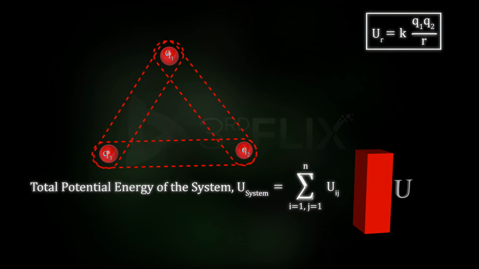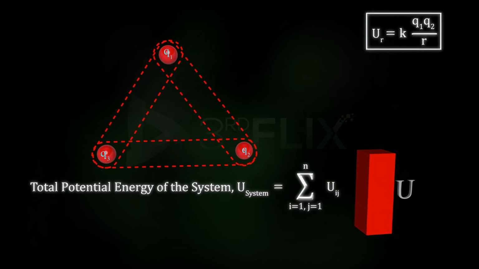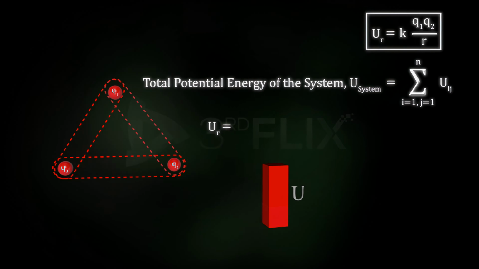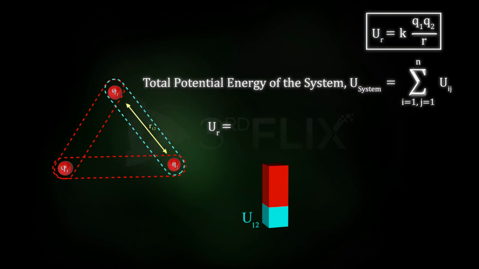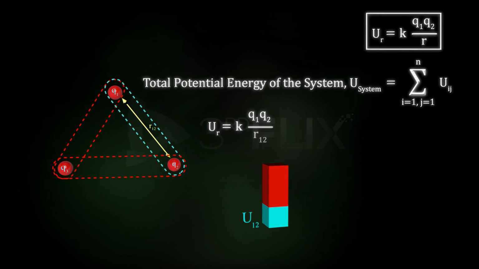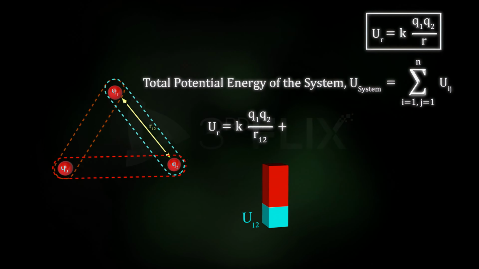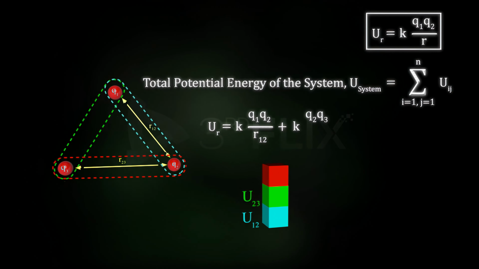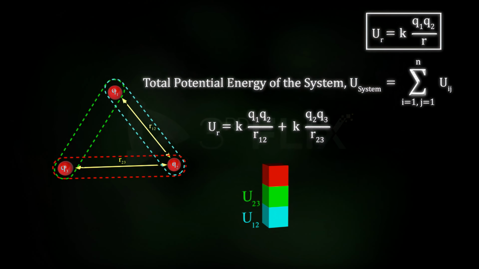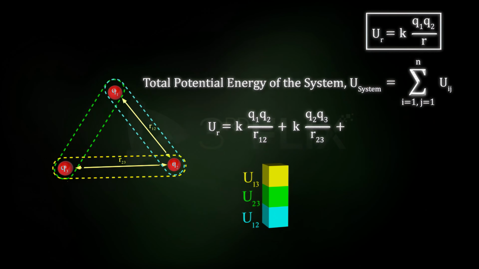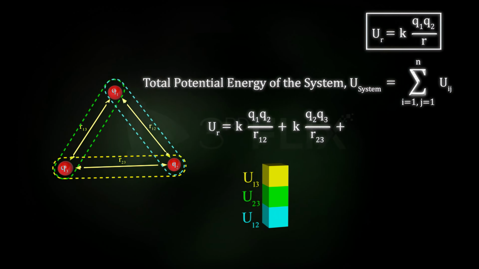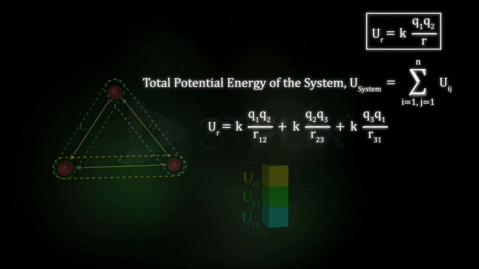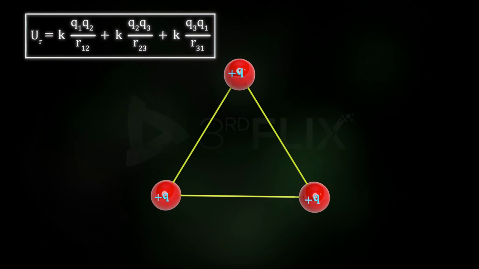For example, potential energy of a system of three charges as shown is equal to potential energy of the first and second charge pair, KQ1Q2 by R12, plus potential energy of the second and third charge pair, KQ2Q3 by R23, plus potential energy of the third and first charge pair, KQ3Q1 by R31. Let us look at an example.